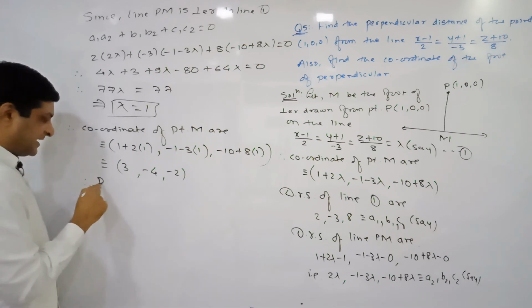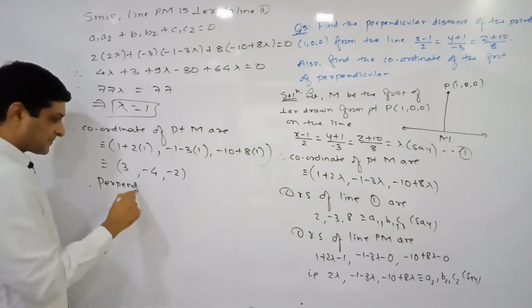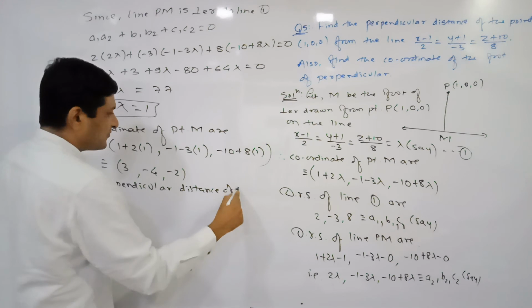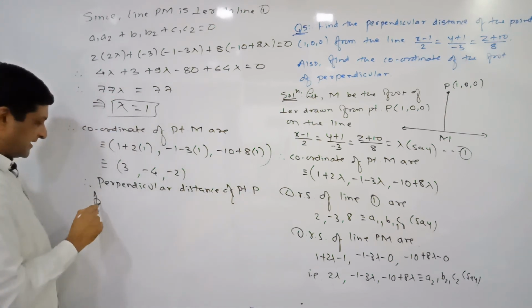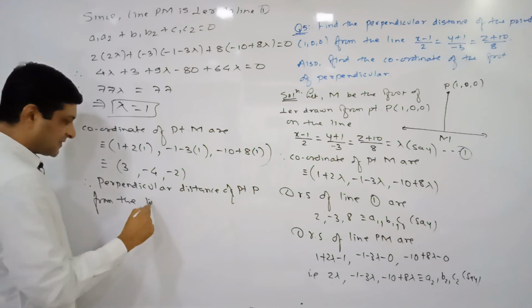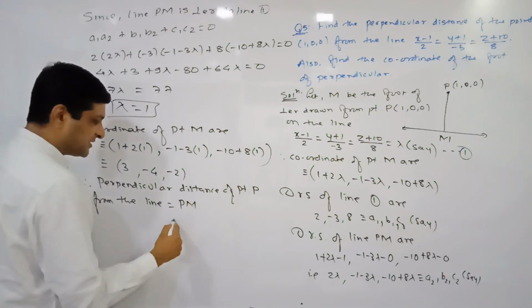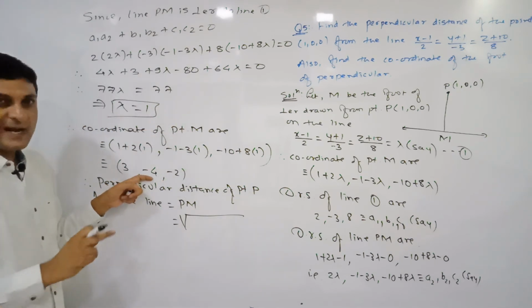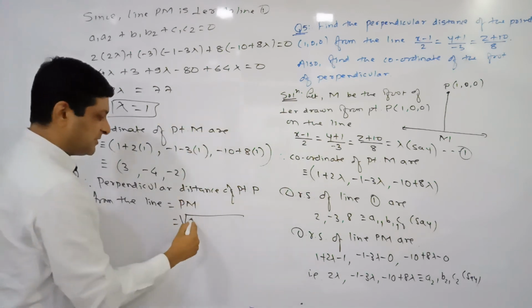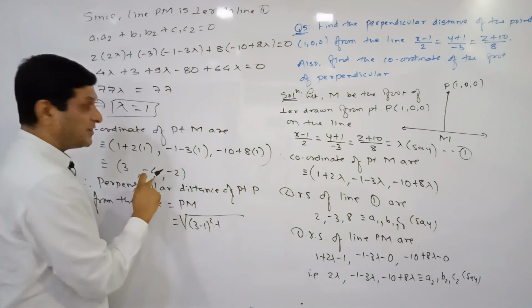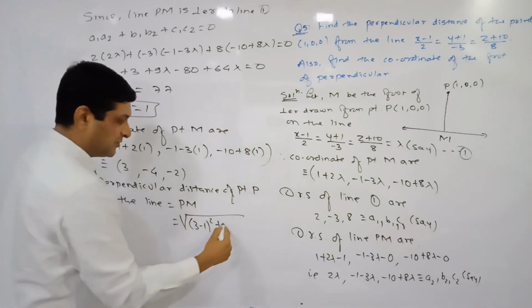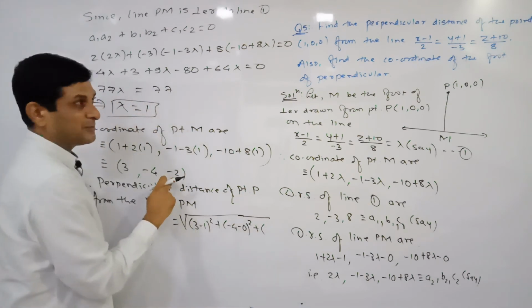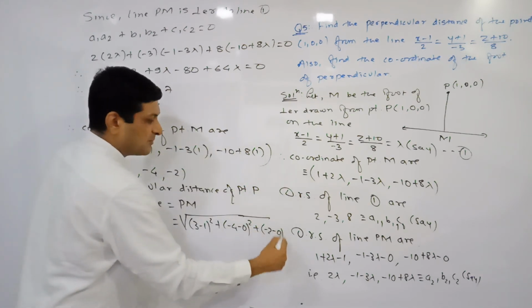So therefore perpendicular distance of point P from the line is equal to, can I say that this perpendicular distance is equal to PM? So coordinate of P is also given to us and M is just now known to us. So now we are applying distance formula. X2 minus X1 means 3 minus 1 whole bracket square. Y2 minus Y1 means minus 4 minus 0 whole bracket square, and plus Z2 minus Z1 means minus 2 minus 0 whole bracket square.